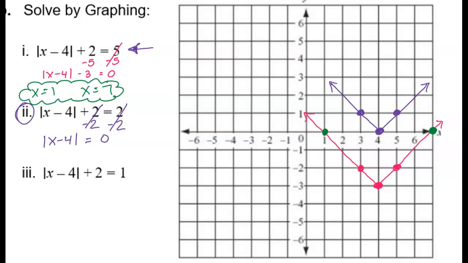So, what is the solution or solutions to this absolute value? Mateo, what's the solution here? Yes, x equals 4 is our x-intercept. That's our solution to number 2. X equals 4. That's where it's touching the x-axis, so that's our solution.